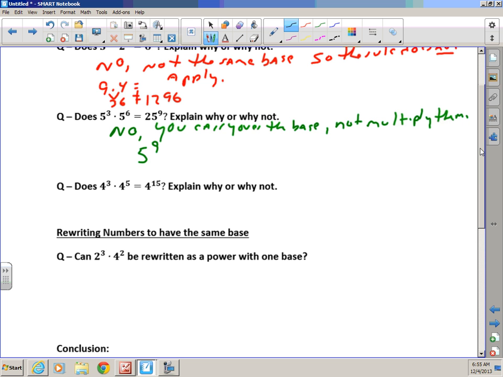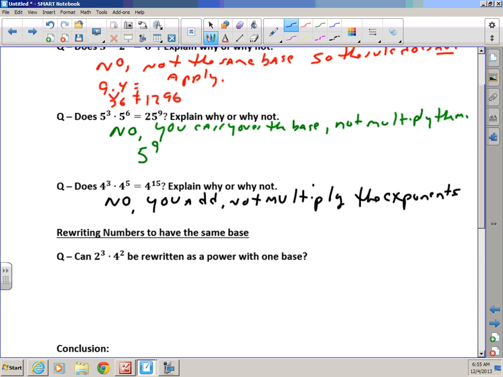Okay? And then the next one, 4 to the 3rd times 4 to the 5th equals 4 to the 15th? And the answer again there is no. You add, not multiply, the exponents. So hopefully you realize the answer there should have been 4 to the 8th power. Okay?